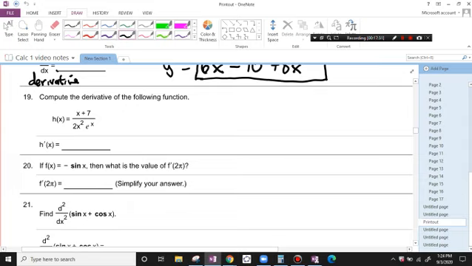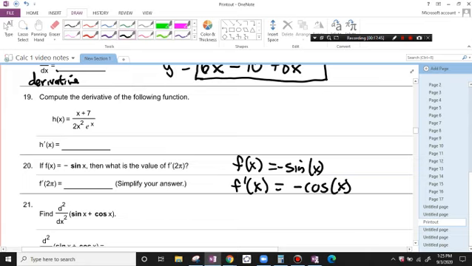F of x is negative sine x. What is the value of f prime of 2 pi? Well, if f of x is negative sine x, then we need to take a derivative of that. The derivative of sine is cosine, so the derivative of negative sine is going to be negative cosine of x. And now they're asking us to put in 2 pi, so when we put in 2 pi there, you've got to remember our trig, negative cosine of 2 pi. The cosine of 2 pi is negative 1. I'm sorry, the cosine of 2 pi is 1, and then you have a negative sign there.